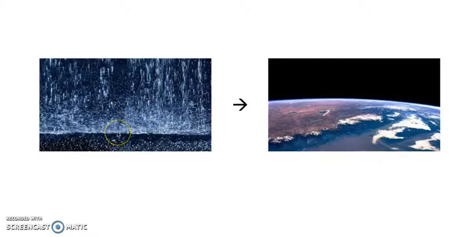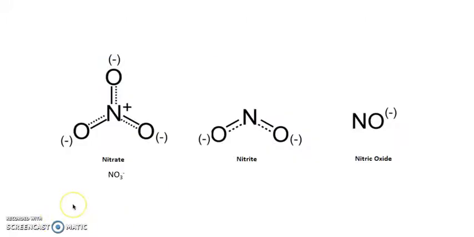When it rains, nitric acid is carried to the earth. There it combines with metals in the Earth's crust. Compounds and polyatomic ions known as nitrates and nitrites are now formed.